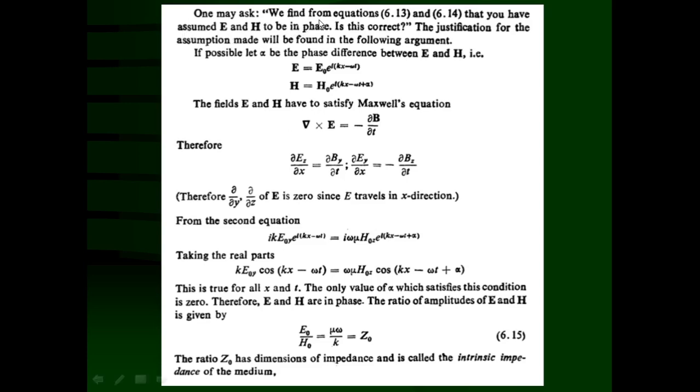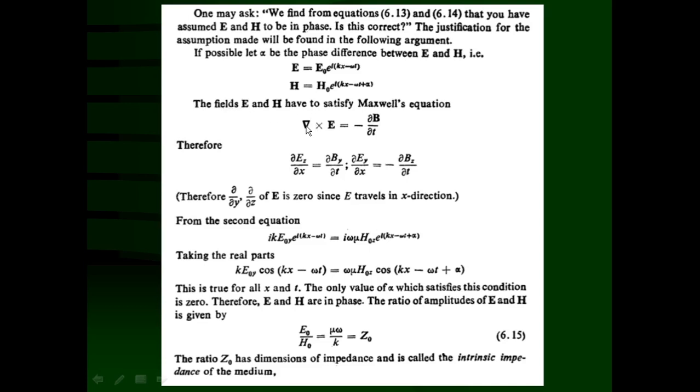One may ask: we find from equations 6.13 and 6.14 that you have assumed that E and H are in phase. Is this correct? Is our assumption correct or not? The justification for this assumption will be found in the following arguments. If possible, let alpha be the phase difference between E and H. In that case, we can modify our equation. That means E as a function of x and t is equal to E0 e raised to i(kx minus omega t), and H as a function of x and t is equal to H0 e raised to i(kx minus omega t plus alpha).